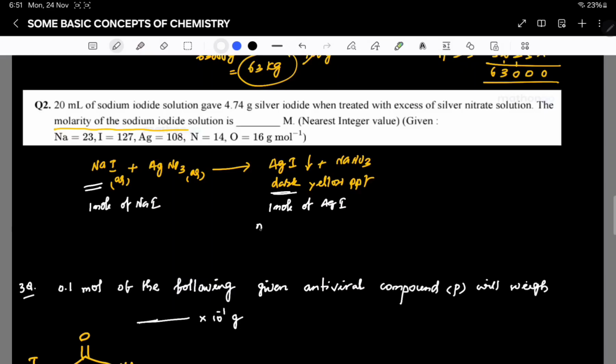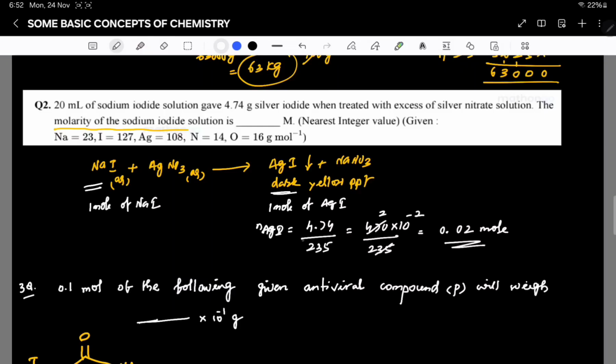Number of moles of AgI is equal to weight by molar mass. AgI molar mass will be 235, student, that is 108 plus 127. Approximately you can take, this will be 470 into 10 power minus 2 divided by 235. So our answer will be 0.02 moles, right? So 0.02 moles of AgI is produced.